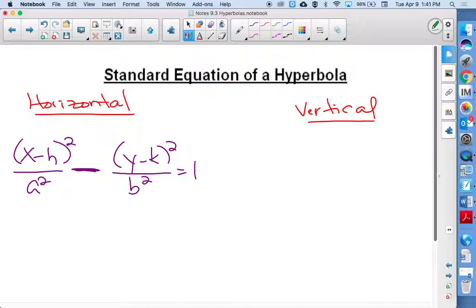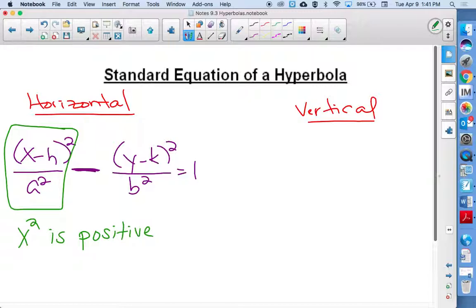This time, it doesn't matter which one of those is bigger. The important part is the term that's positive. So if x squared is positive, then it's horizontal. So it's a horizontal graph when x squared is positive. So we're going to now be focusing on the term that is positive. Kate? Won't x squared always be positive? It will not, because in the vertical one, the y goes first, but it's still a squared underneath.